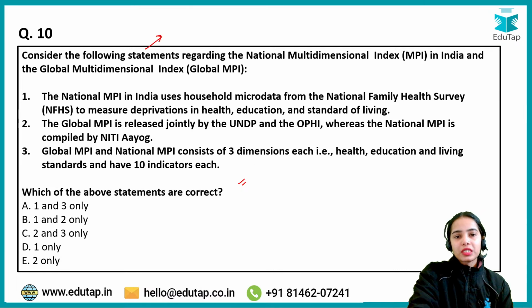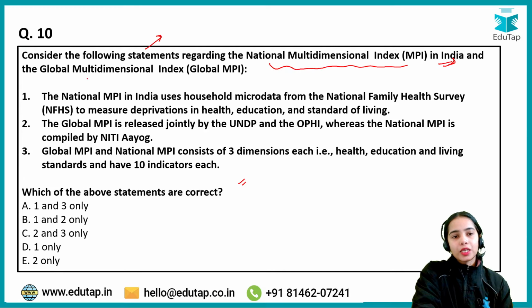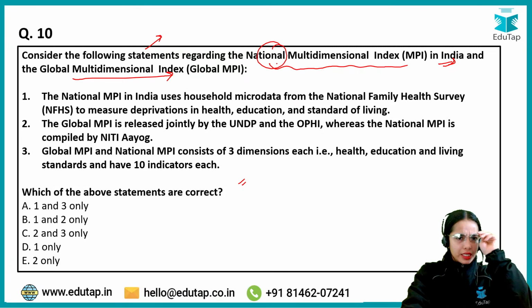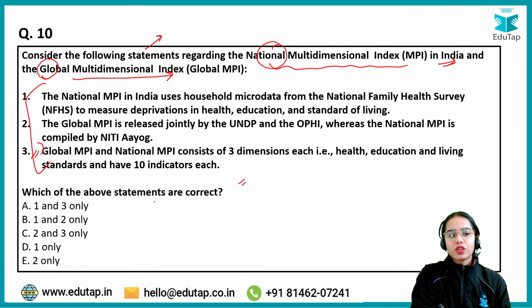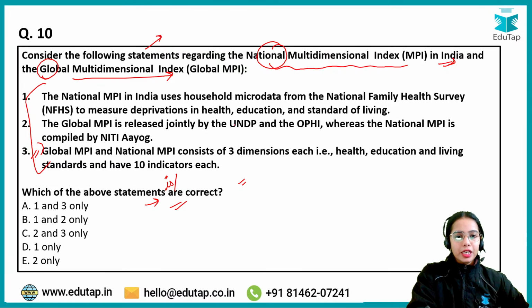Consider the following statements regarding the National Multidimensional Poverty Index in India and the Global Multidimensional Poverty Index. So there is the National Multidimensional Poverty Index and the Global Multidimensional Poverty Index. Now you have to tell me which of the above statements is or are correct. The National Multidimensional Poverty Index in India uses household microdata from the National Family Health Survey to measure deprivation in health, education, and standard of living.